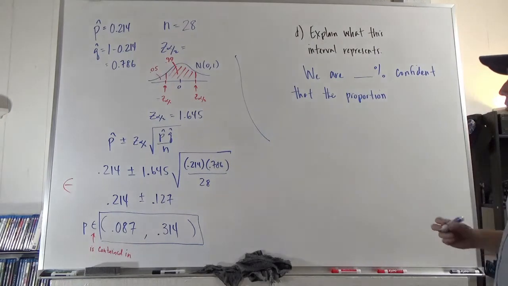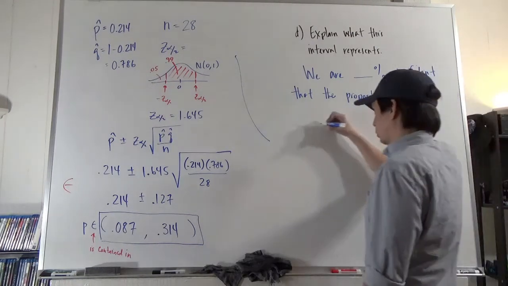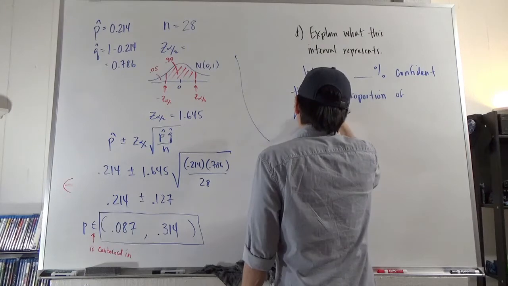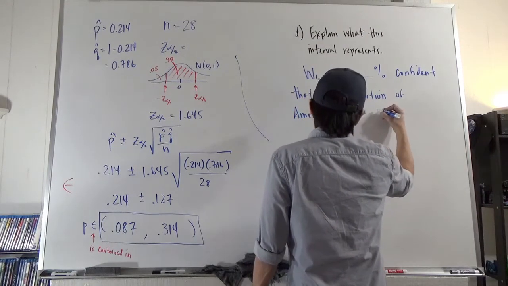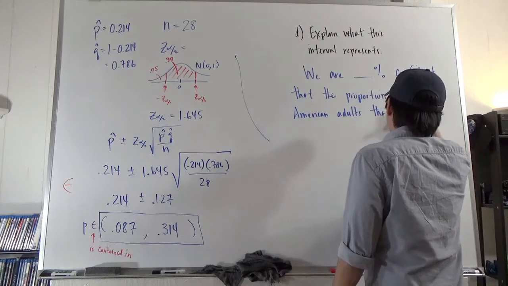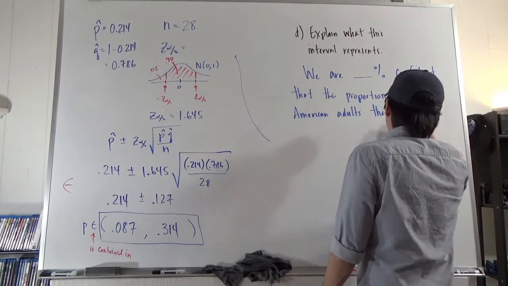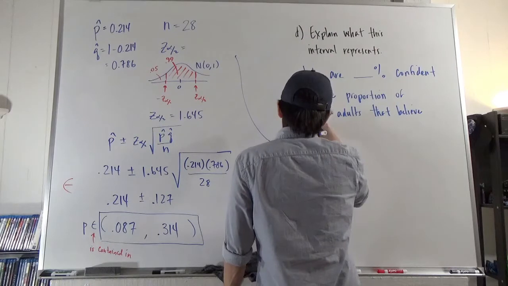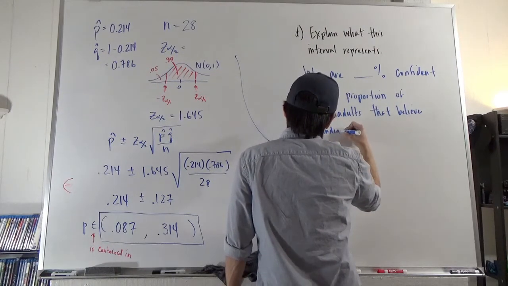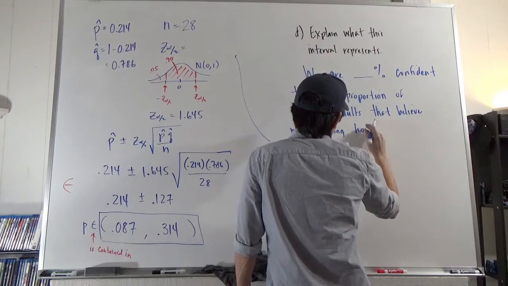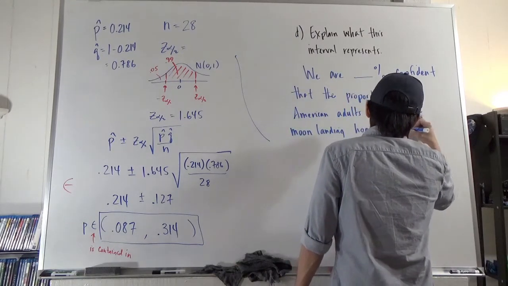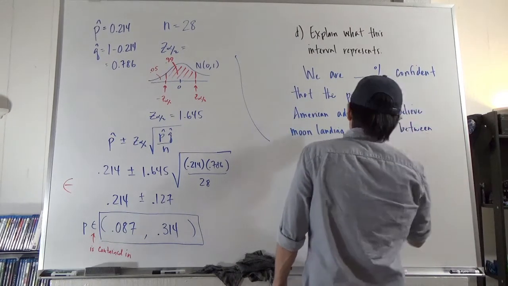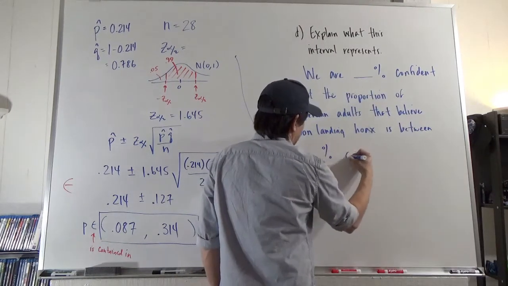We are blank % confident that the proportion of American adults, that's implied to be the proportion of all American adults, that believe the moon landing hoax is between blank % and blank %.